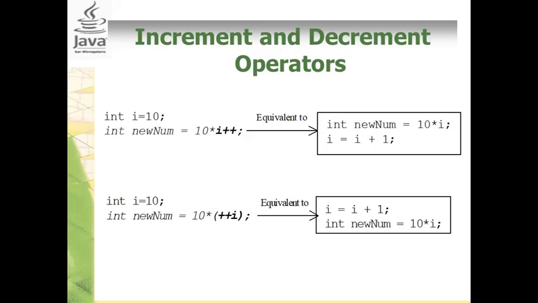The second example, the increment is in front of I. That means before we perform the calculation, we increase the I first. If the increment operator is at the back of I, we perform the calculation without increasing the I, then after that we increase the I. But in the second case, we increase the I first, then we perform the calculation. That means in the second case, first I will become 11, then new num will become 10 times 11. That means 110. Compared to the first case, new num just contains 100.